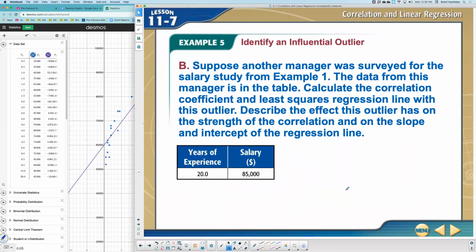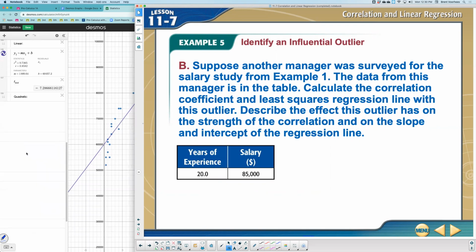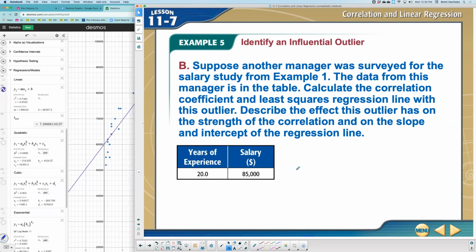And part B says calculate the correlation coefficient and the least squares regression line. My correlation coefficient, that's the R. The new R is approximately 0.8582. You can see this is not as accurate as it was before. There's the correlation coefficient and the least squares regression line. That is this equation here.